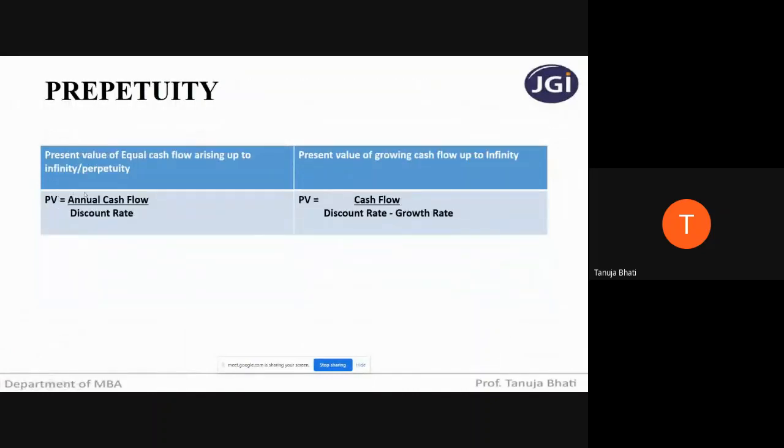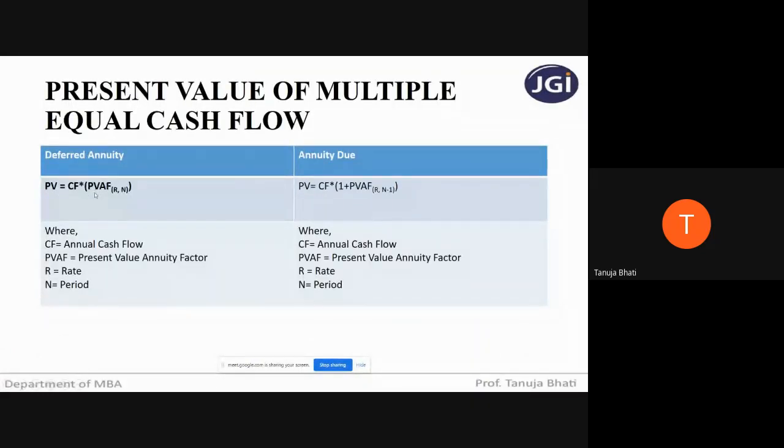Here what you are going to use, that is present value annuity factor, you are going to refer table number 4 for this. Now R is nothing but the rate of interest, N is the period, CF is nothing but the annual cash flow, what is the cash flow happening every year annually, and PVAF is nothing but present value annuity factor.